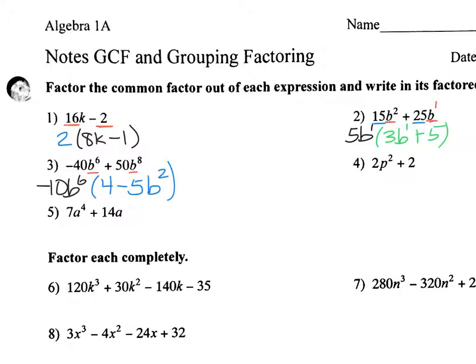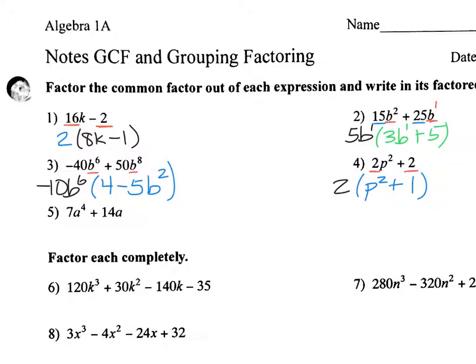No common variables, but they both have a 2. So I'm going to take the 2 out. What's that leave? Well, that just leaves p to the second plus 2 times 1 is 2. Now, if you wanted to put a 1 right here, you could do that. I'm not going to count it wrong.